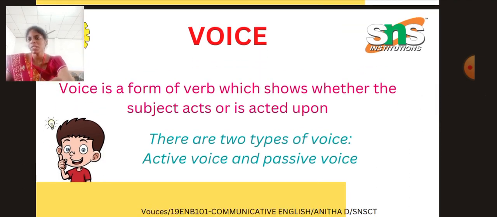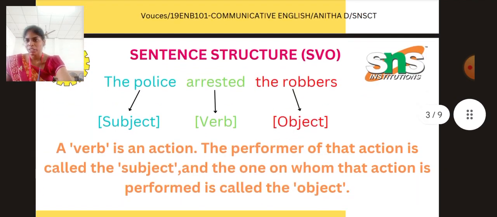I have given the basic one. Voice is a form of a verb which shows whether the subject acts or is acted upon. Okay, could you able to get it? There are two types of voice. One is active voice and another one is passive voice.